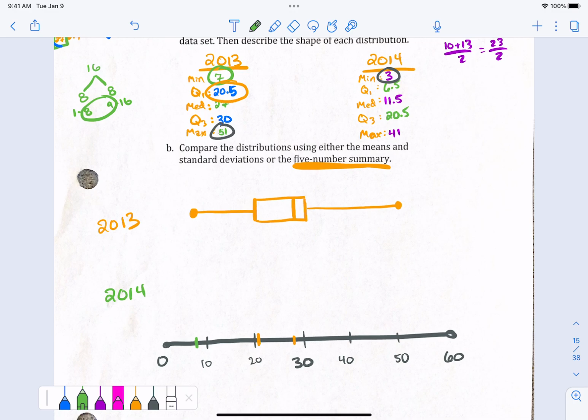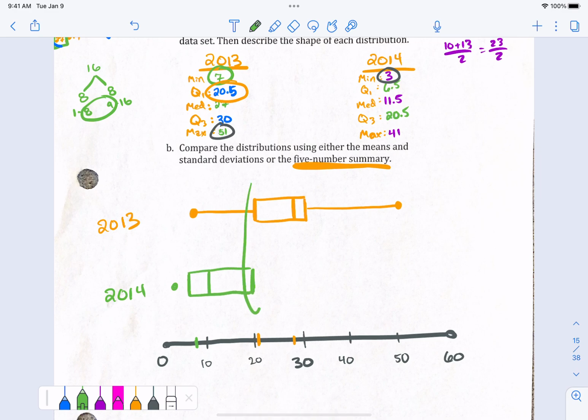Okay, 2014. Our minimum is 3 now. So about there. Quarter 1 is 6.5. That is really close down there. That's where the edge of my box starts. Next spot is 11.5, straight up from there. 20.5, about there.